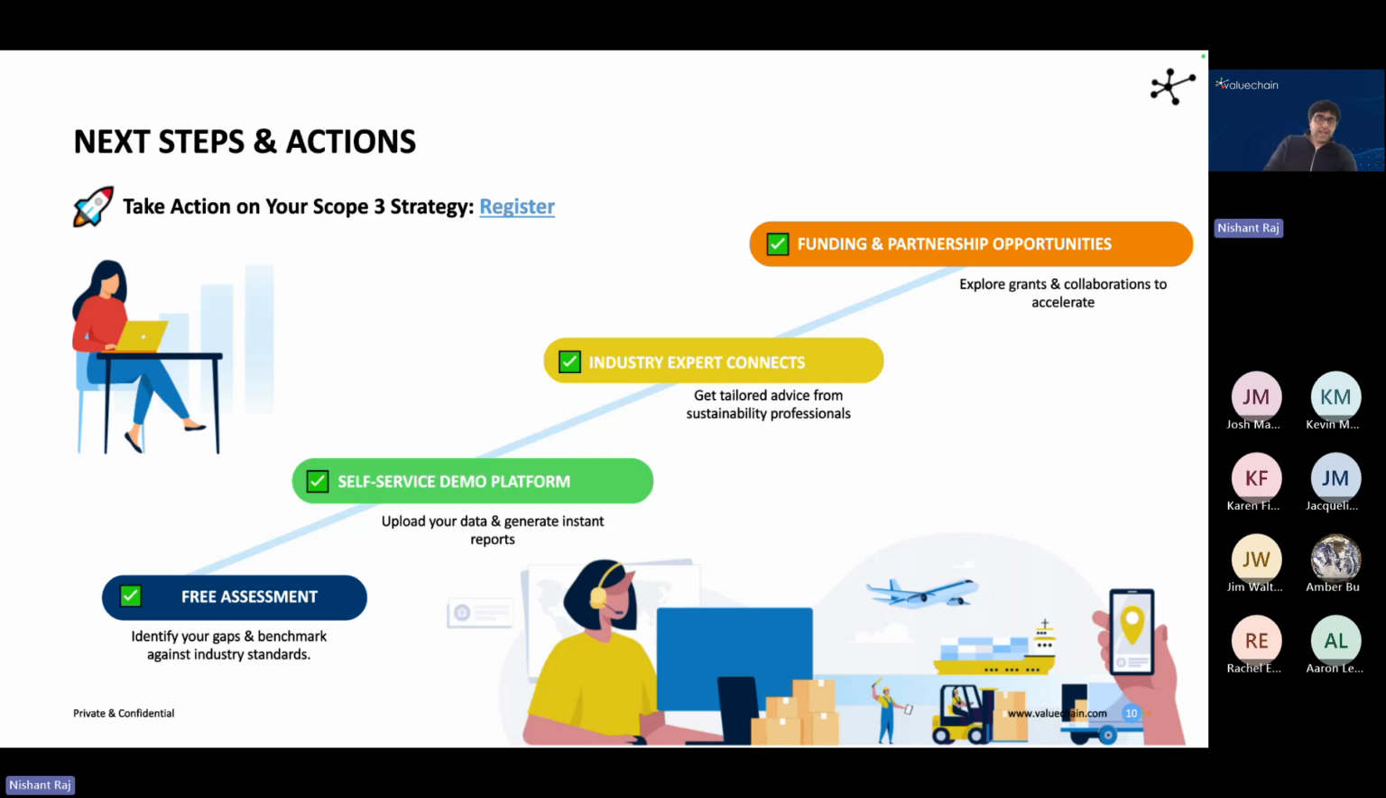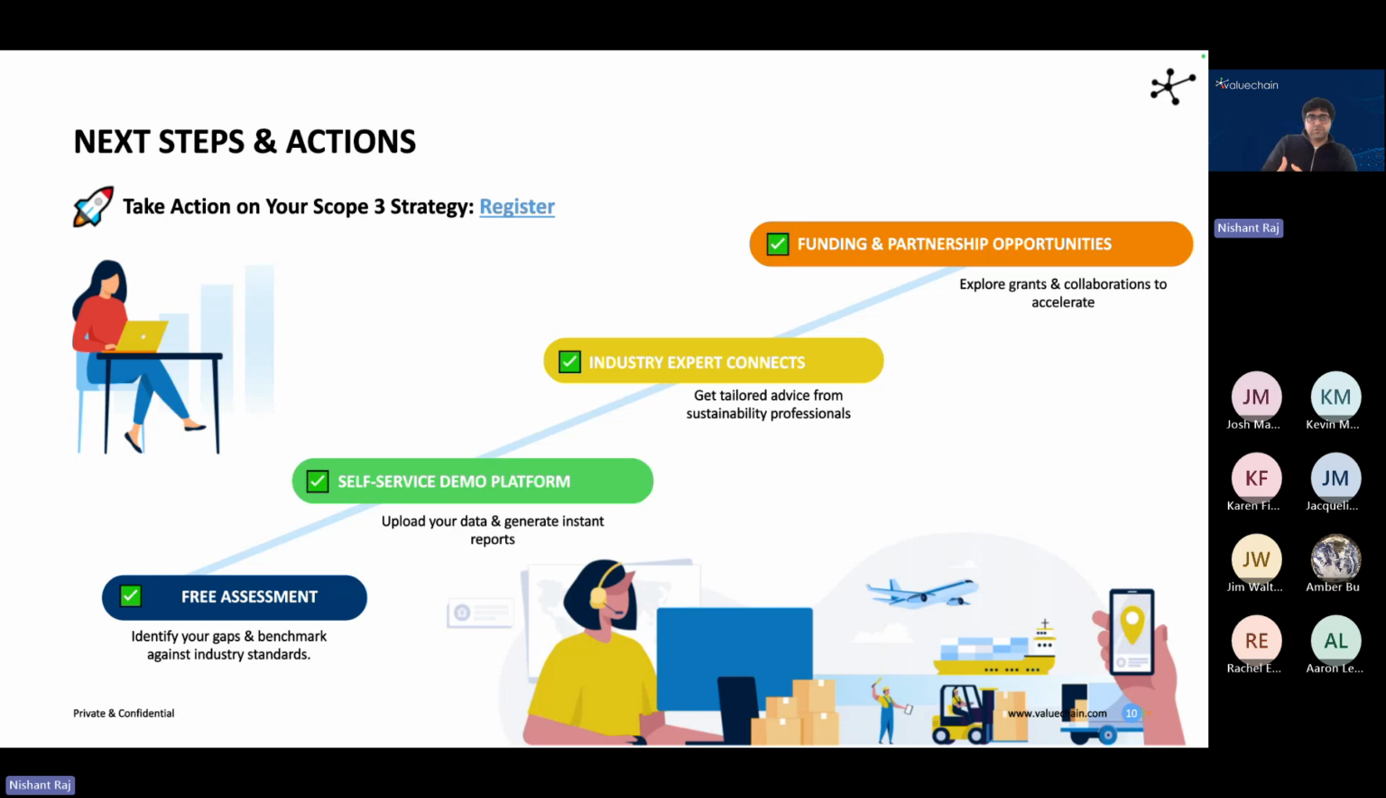This includes access to free assessments that have been built, and access to the self-service demo platform that we've showcased as well. We also have some experts within our consortium and networks that, if you are interested in getting more detailed advice and a more thorough look at these, we can connect you to, and there are funding and partnership opportunities that are available.